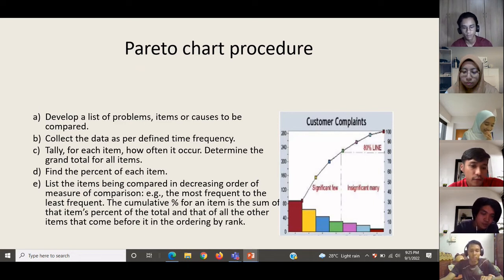Next, find the percent of each item and list the items being compared in decreasing order of measure of comparison. Example, the most frequent to the least frequent. The cumulative percent for an item is the sum of the item's percent of the total and that of all the other items that come before it in the ordering by rank.